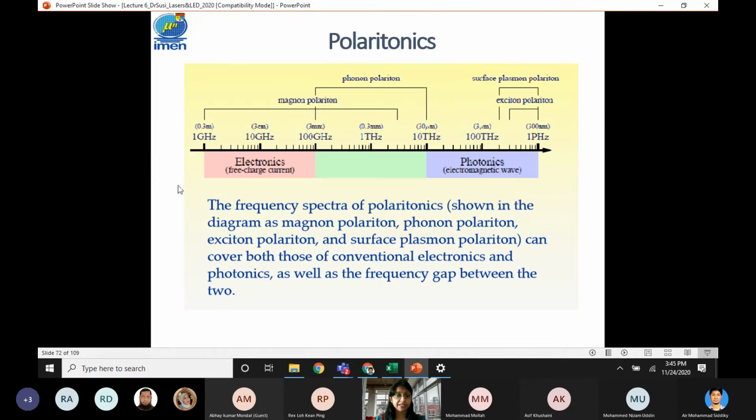This shows the frequency spectra of polaritonics. You have the magnon polariton from here. This is electronics and this is photonics, the electromagnetic wave. This is free charge current. This is phonon polariton. Phonons actually occur in the lattice of materials. And surface plasmon polariton overlaps with the photonics region. You have exciton polariton and also surface plasmon. Basically, this occurs at the surface.